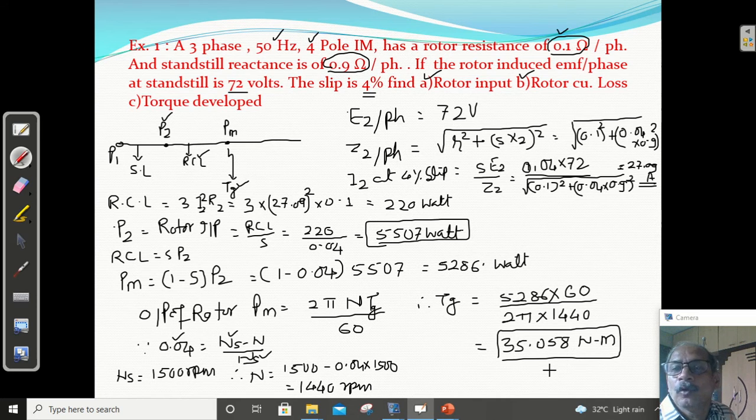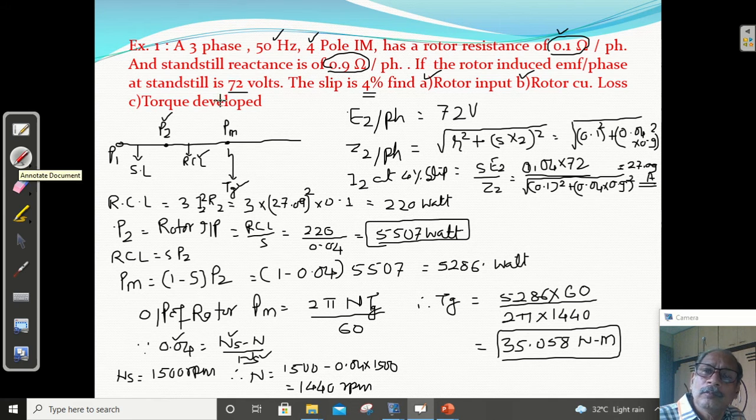Okay, one more problem I am going to discuss, based on the power stages. In this problem the slip is given, then the resistance and reactance are given. From resistance and reactance we will get the Z2. E2 per phase is given. So under the running condition, I2 equal to S E2 upon Z2, you will get this I2. You can calculate the rotor copper loss, 3 times I2 square R2, and the remaining part you can calculate.